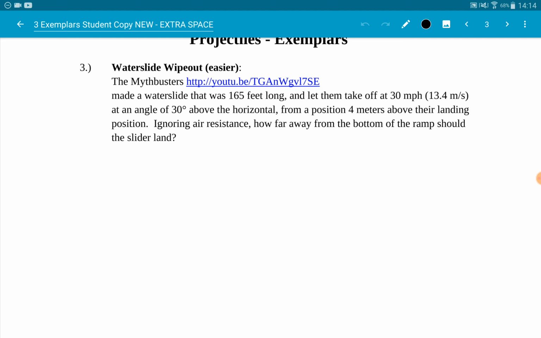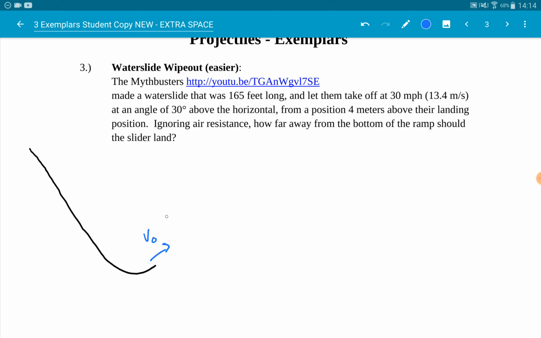And let's go ahead and draw this water slide here. So we got a 165 foot long water slide. Man, that is a big water slide. It goes down, something like that. They take off at 30 miles an hour. I'm just going to go ahead and label that right now.